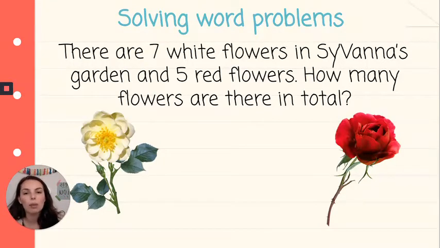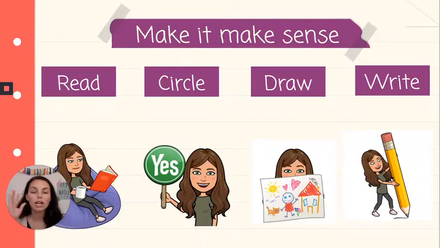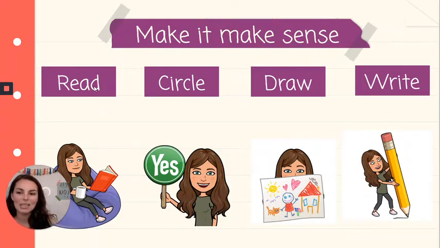So this is what a word problem might look like. This one says, there are 7 white flowers in Savannah's garden and 5 red flowers. How many flowers are there in total? If it's asking me for the total, maybe I need to add. So every time we see a word problem, I'm going to have some steps for you to follow. We're going to have to make these word problems make sense. So we need to make it make sense to us. The only way we can make it make sense is by reading the problem, circling numbers, then we're going to draw the problem and write your answer.